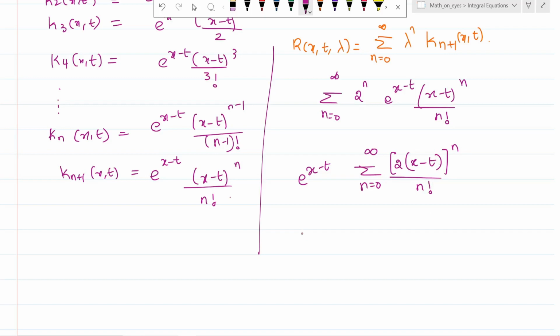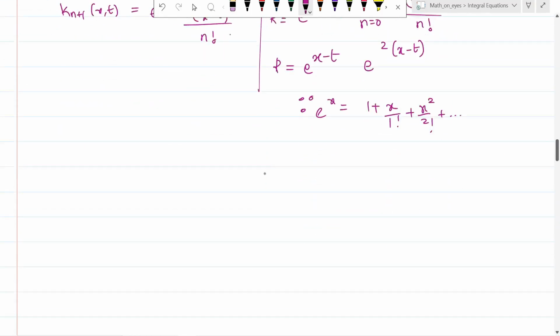So the exponential series formula, e to the power (x minus t), this is e to the power 2 times (x minus t). This is the formula, since e to the power x is equal to 1 plus x by 1 factorial plus x squared by 2 factorial plus and so on. So this is the solution. So your resolvent kernel will be equal to e to the power (x minus t) into e to the power 2 times (x minus t). When you add the powers, the resolvent kernel R of x comma t comma 2 will be equal to e to the power 3 times (x minus t).